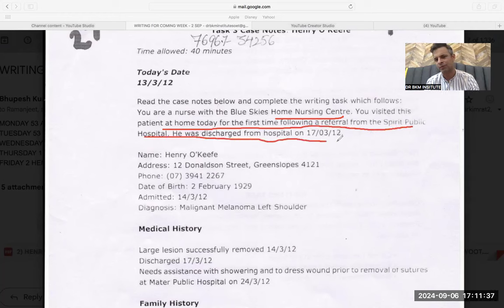He was discharged from the hospital on 17th. So the patient was discharged on the 17th, and obviously this date is wrong. It should be somewhere around 18th, because the patient was discharged on 17th, so today's date can't be 13th. It is misprinting, so I should say 18th. So maybe the patient was discharged yesterday.